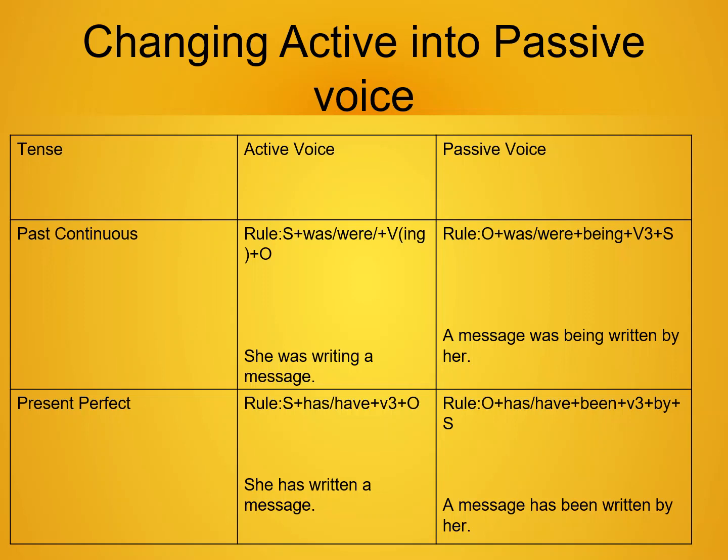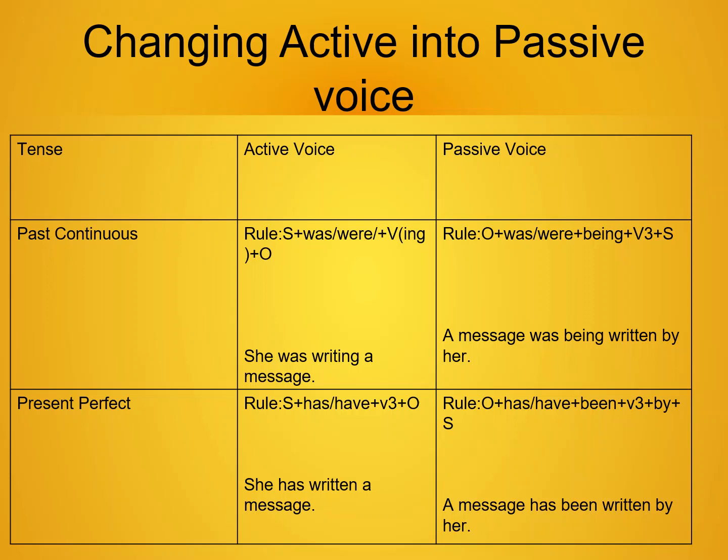In past continuous, subject plus was/were plus verb ing plus object, that is she was writing a letter. In passive voice, as I told you all, if there is verb ing, then we have to use being. So according to the rule, the sentence goes, a message was being written by her.